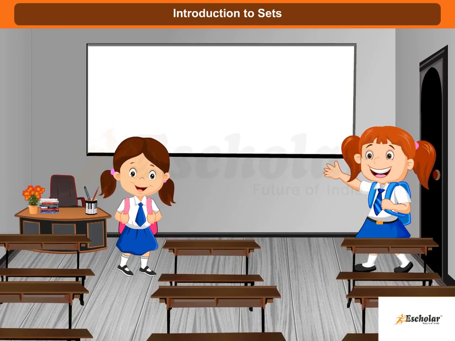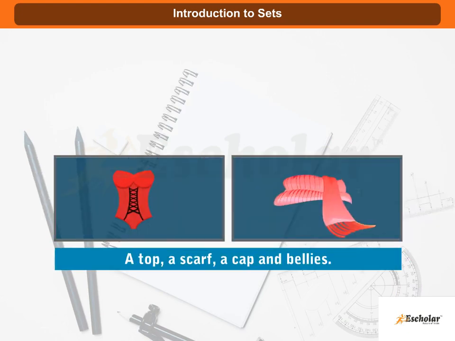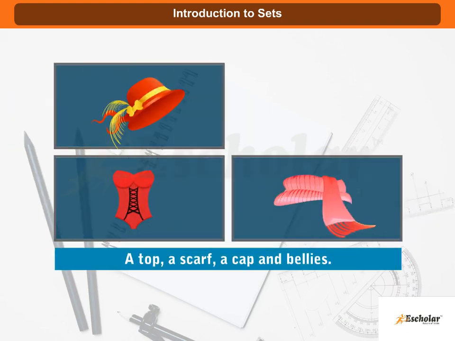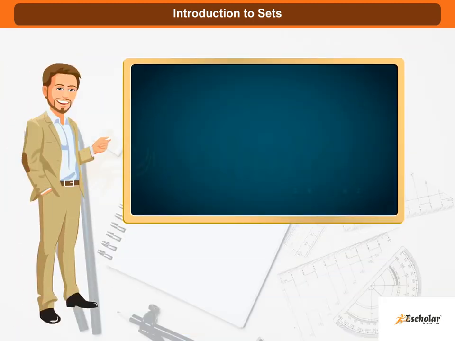Aditi was in her math class with her friend Priya. She whispered to Priya that she has just bought a set of summer clothes. The outwear collection includes a top, a scarf, a cap, and a pair of bellies. Their teacher overheard the conversation and asked them, "What is a set?"